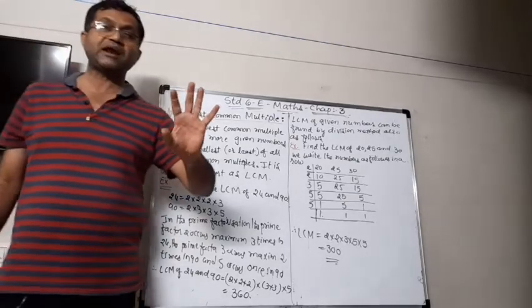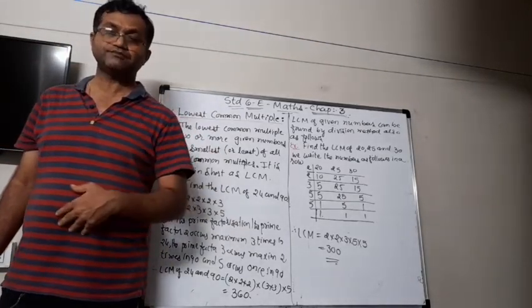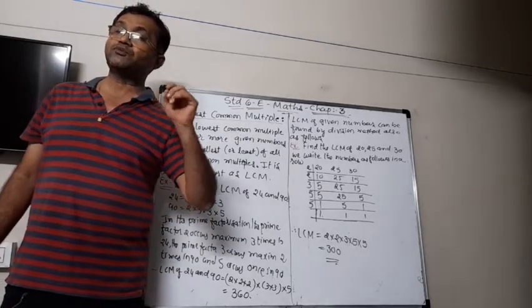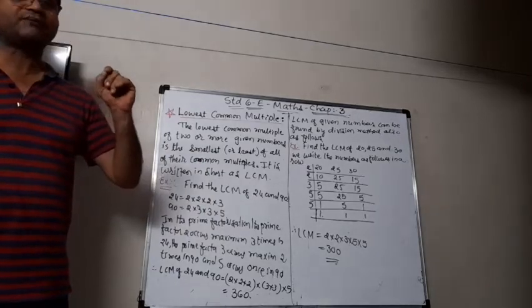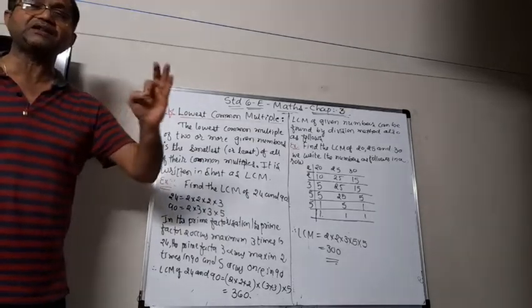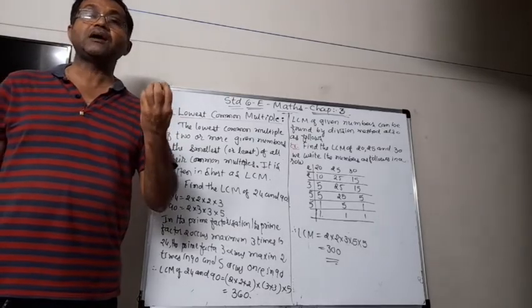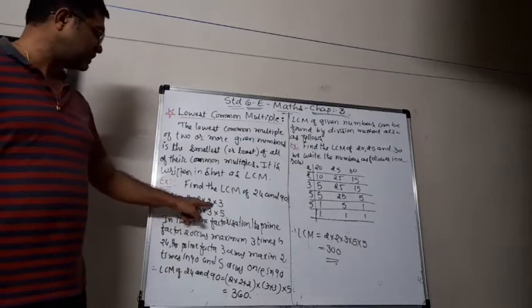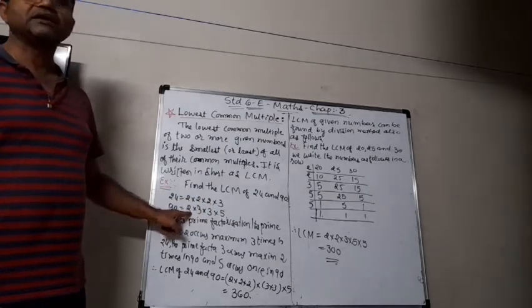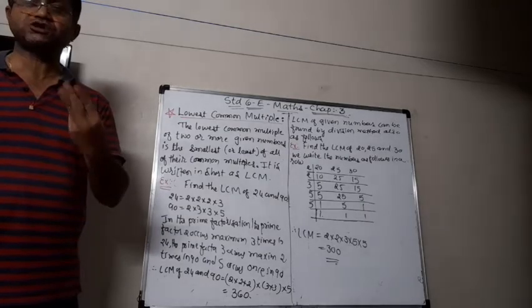So you can see that there are 3 different prime factors here: 2, 3 and 5. Now to find the LCM, we have to check in which number the factors 2, 3 and 5 occur the maximum number of times. You can see that 2 occurs 3 times here, and in the other it is only once. So the highest is 3 times.